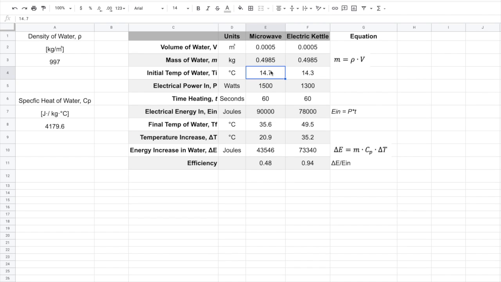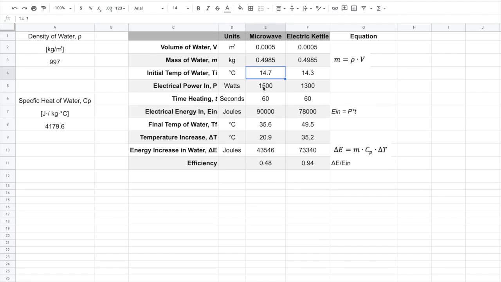The initial temperature was 14.7. That I obtained by measuring the water using that meat thermometer. And I initially measured it in Fahrenheit, and then I had to convert it to Celsius, which is pretty common. In this case, the thermometer had a nice little converter already on it, but sometimes you just have to convert it using Google or some other approach.